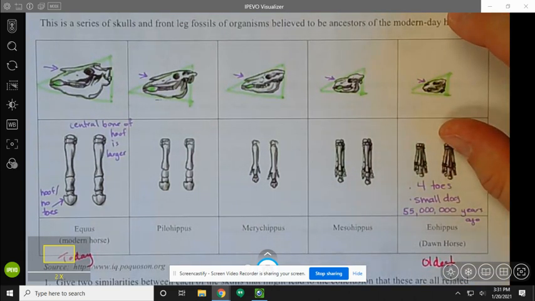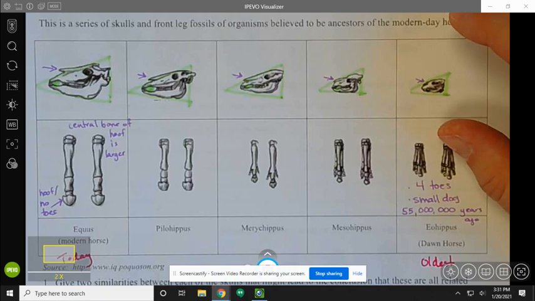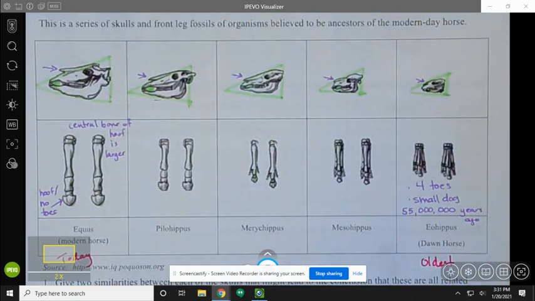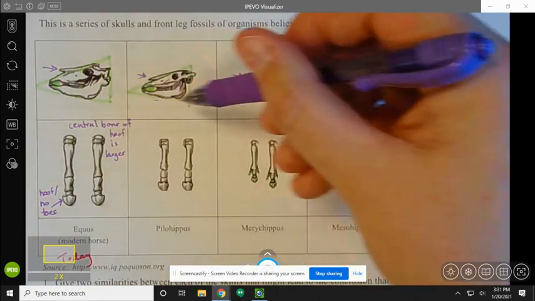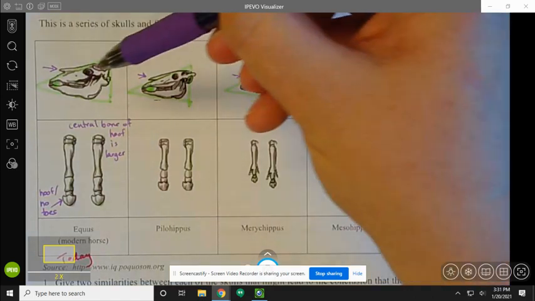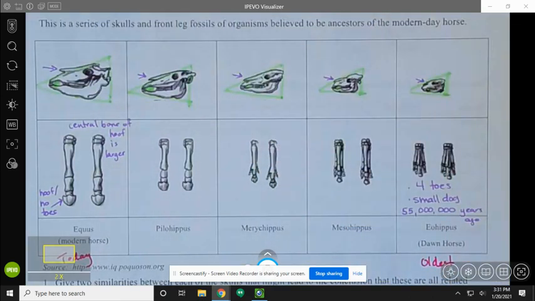Next thing that I would like you to do is number 2 down at the bottom. I would like you to look through these different fossils of the skull. So we're still looking at this top row here. And I would like you to come up with what is the biggest change in skull anatomy that you think occurred from the Dawn horse, which is about 55 million years ago, through to today, to our modern horse. Pause and go ahead and do that.